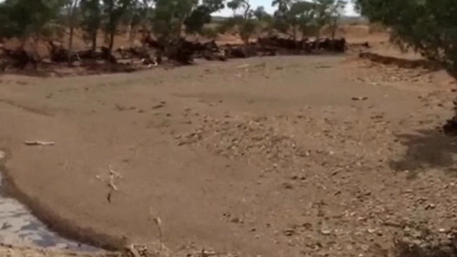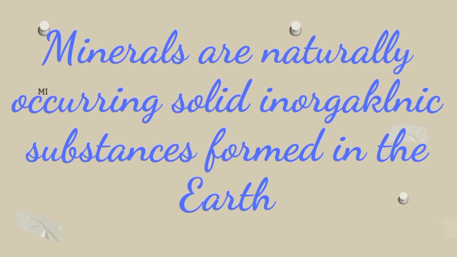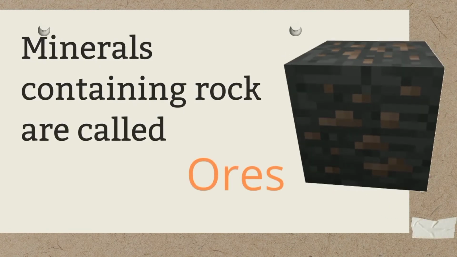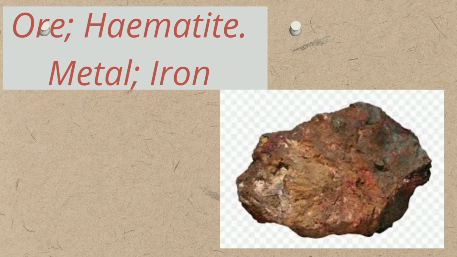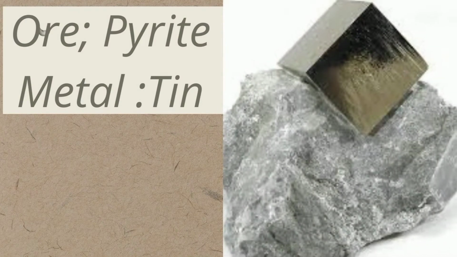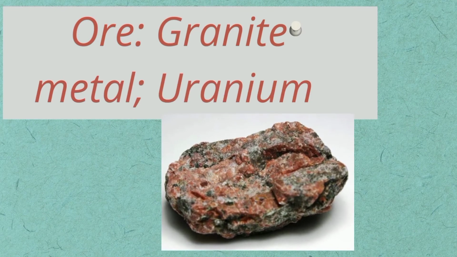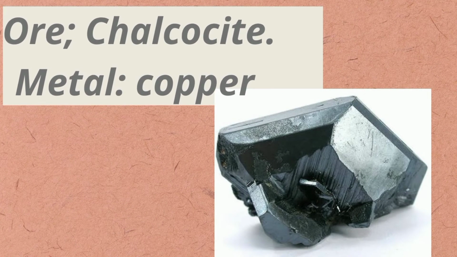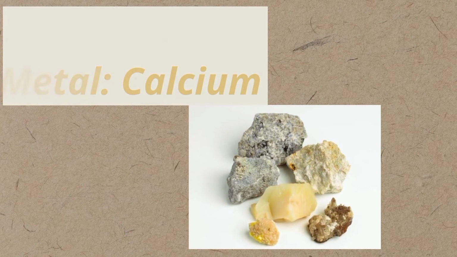Now we go straight to the other aspect, which is solid minerals. Solid minerals are naturally occurring solid inorganic substances that are found on the surface. They contain rocks and they are called ore. Example of ore is hematite, and the metal is iron. We have pyrites. The metal we get from it is tin. We have granite. Uranium is gotten from granite. Then we have chalcocite. We get copper from chalcocite. Again, we have calcite, where we get calcium.